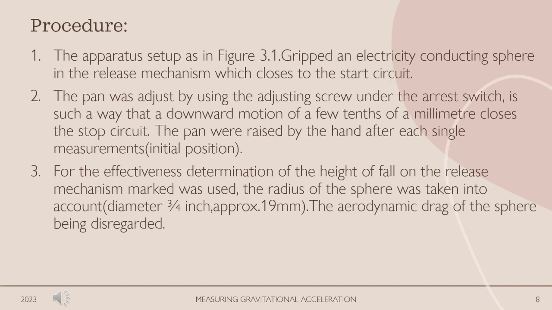And lastly, for the effective determination of the height of fall on the release mechanism, a mark was used. The radius of the sphere was taken into account, which has a diameter of 3/4 inch, approximately 90 mm. The aerodynamic drag on the sphere is disregarded.